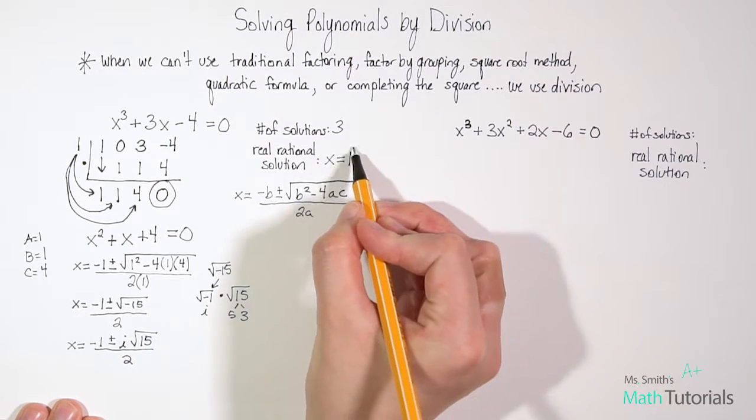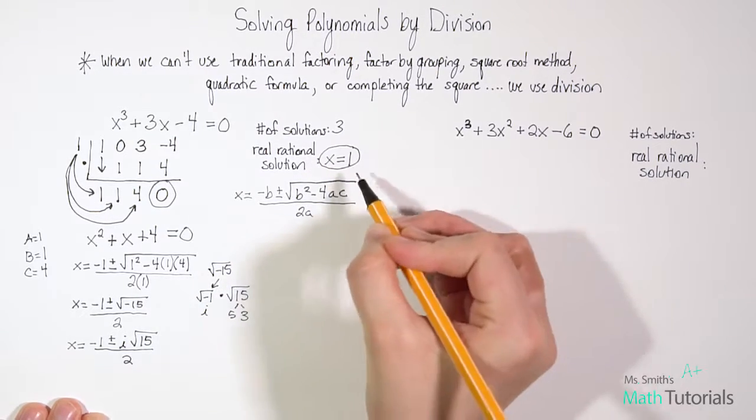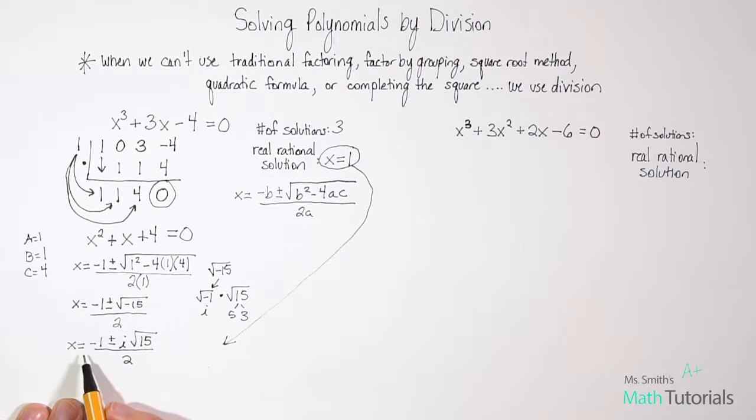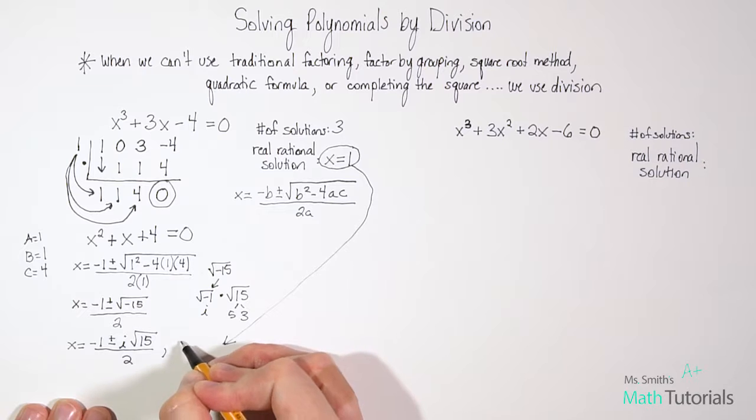So at that point, this would be our final answer along with the original answer that we found. So this x minus 1, that's also an answer. So we want to make sure we include that with our answer. It's x equals -1 plus or minus i square root of 15 all over 2, and 1.